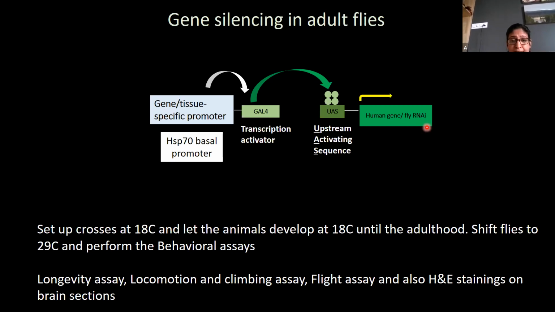Okay. So you set up this experiment, and now there are several assays that people do, especially for neurodegenerative diseases or also muscular dystrophy. So first one is the longevity assay, and then we have locomotion and climbing assay. Locomotion could be adult fly walking, or it could be larval crawling. Then we have flight assay, whether the flies can fly or not. And also you can look at tissues. So if you have brain or muscle, whichever tissue you want to look at, you take that tissue and look at what is happening. In neurodegeneration, we take adult brain and look at the degeneration.